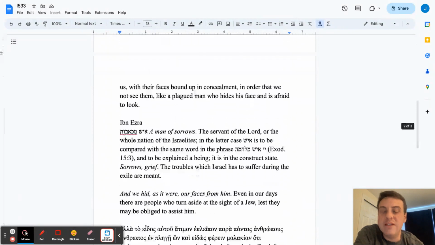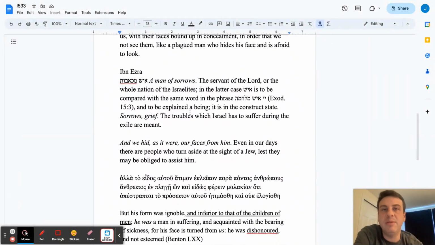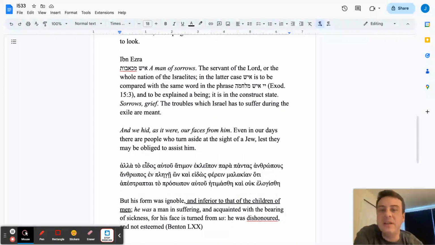Let's look at Ibn Ezra, which is another medieval commentary from Spain, who ended up living in England after being kicked out of Spain.